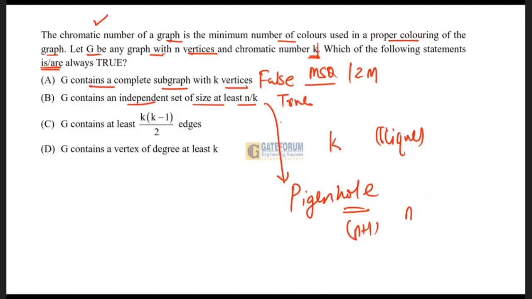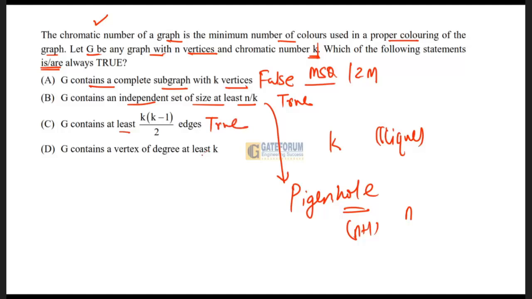True. Option C, G contains at least k into k minus 1 divided by 2 edges. So you know that the minimum number of edges between k color classes is given by the combination formula kC2, that is nothing but k into k minus 1 divided by 2. So again, this is also true.